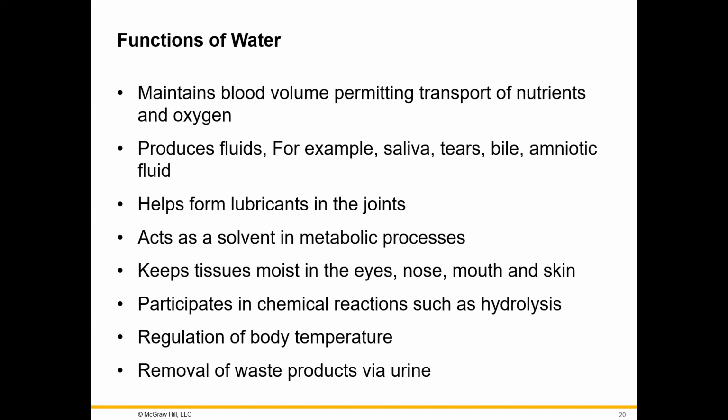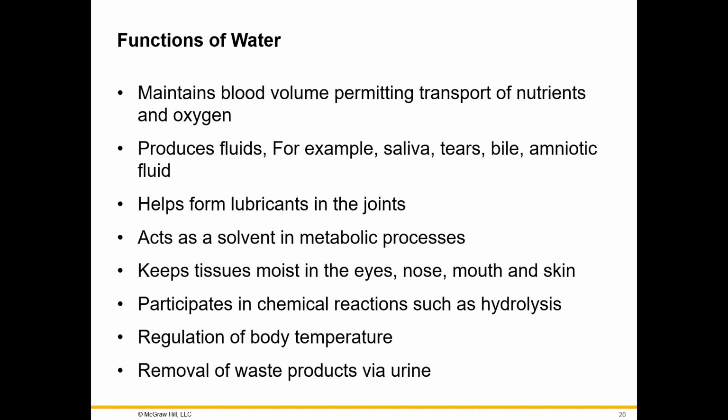Water also contributes to the production of various bodily fluids like saliva, which aids in digestion, or tears, which protect the eyes, bile, which helps break down fat, and amniotic fluid, which cushions and protects a developing fetus. Again, water also acts as a lubricant within our joints, ensuring smooth movement and reducing the risk of joint pain and damage. And it also serves as a solvent in metabolic processes, facilitating the dissolution and reaction of biochemical substances. This allows for efficient biochemical reactions within the body.